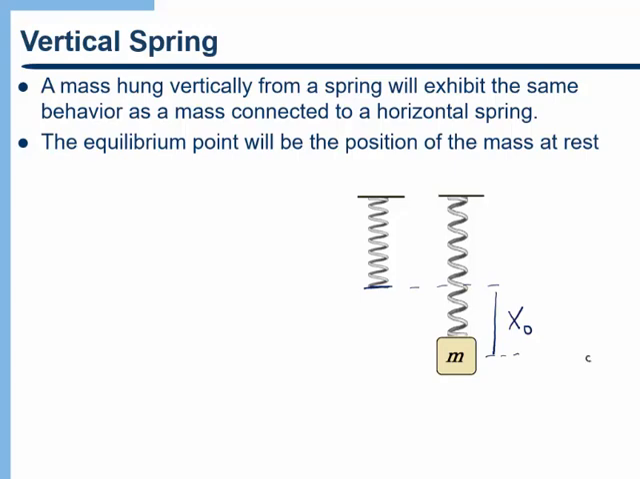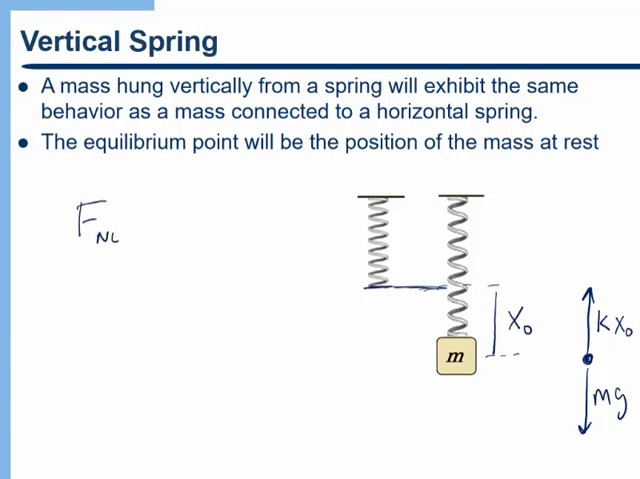When our mass is stationary in its new equilibrium position, you'll notice that we only have two forces acting, the force of gravity acting down, and the force the spring exerts acting up. Since the spring is stretched by a distance x naught from where the original equilibrium position of the spring is, that force would be kx naught.